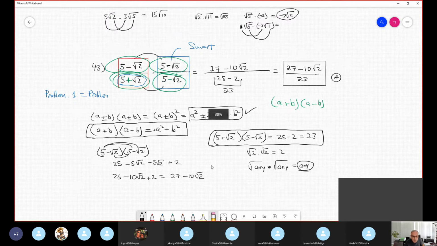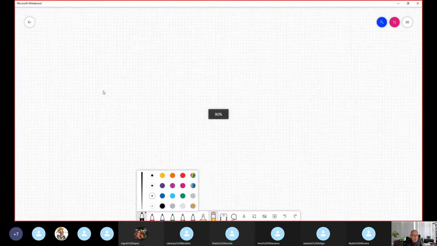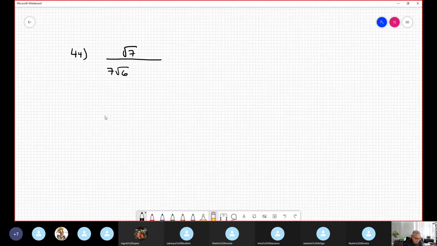Okay, you get it. Let's move on to 44. Now 44 is radical 7 over 7 radical 6 minus radical 7. Okay, this is my original problem. I enclose it in the red box. I need to do something. I create the smart one. What is the smart one? Who helped me to create the smart one?